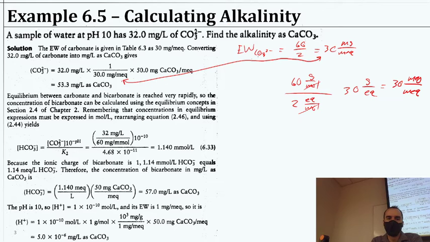Because when we multiply that across, this is milligram CaCO3 per milliequivalent. We're dividing that by milligrams per milliequivalent and multiplying it by milligrams of this carbonate. So the milligrams here cancel with these, the milliequivalents cancel with this milliequivalent, and we're left with milligrams of CaCO3. The only other thing left is the per liter, so it's milligrams CaCO3 per liter. Okay, so that gives us our answer, 53.3 milligrams as CaCO3 for the carbonate portion of it.